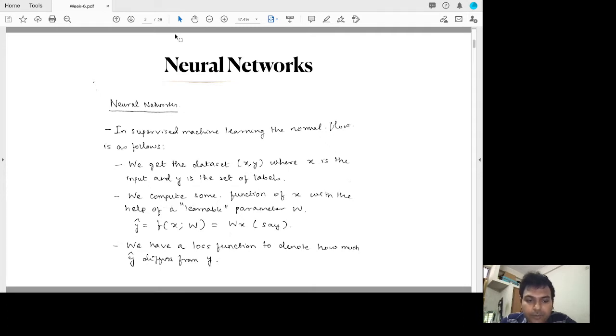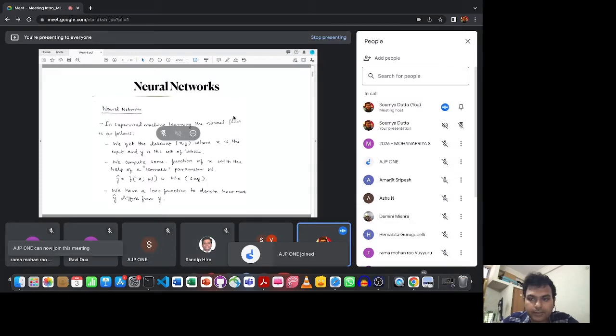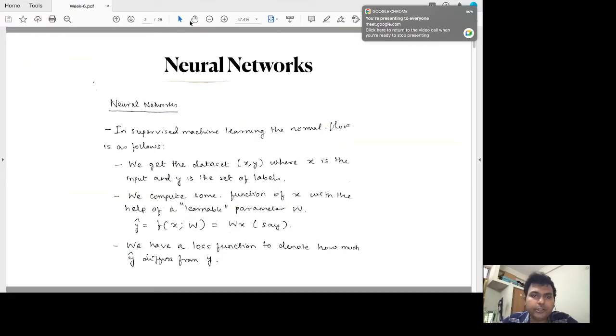And then once we have got this Y hat, the only thing that is left to do is to let the algorithm know how wrong it is at that particular point of time, with that particular value of W, from the actual class label. To denote this to the algorithm, we have a loss function, and this loss function denotes how much Y hat differs from Y. Okay, so we will do effectively the same thing in neural networks.